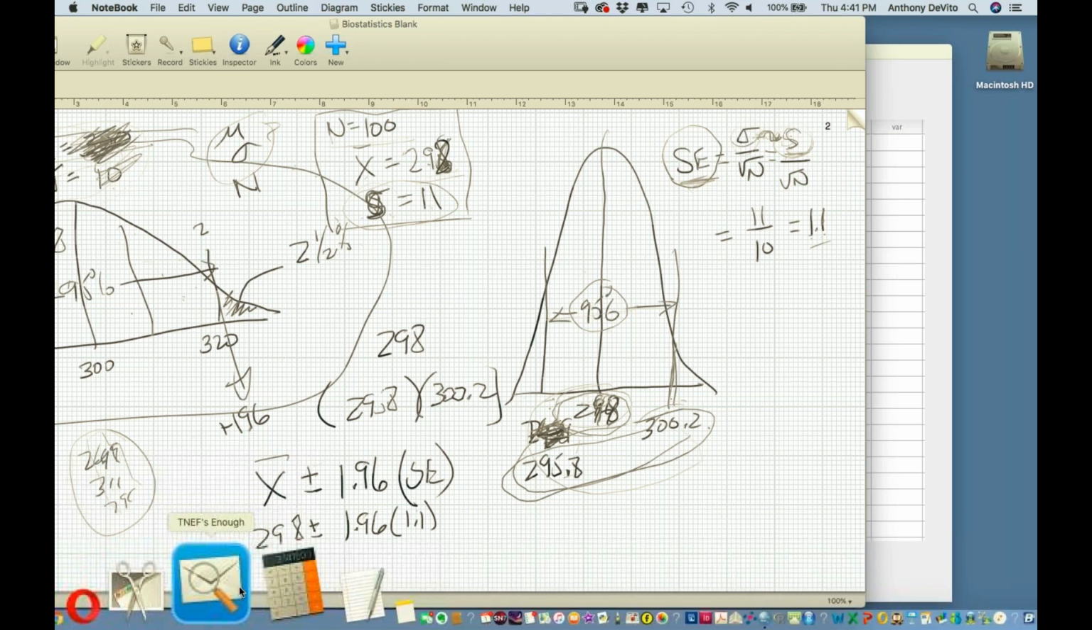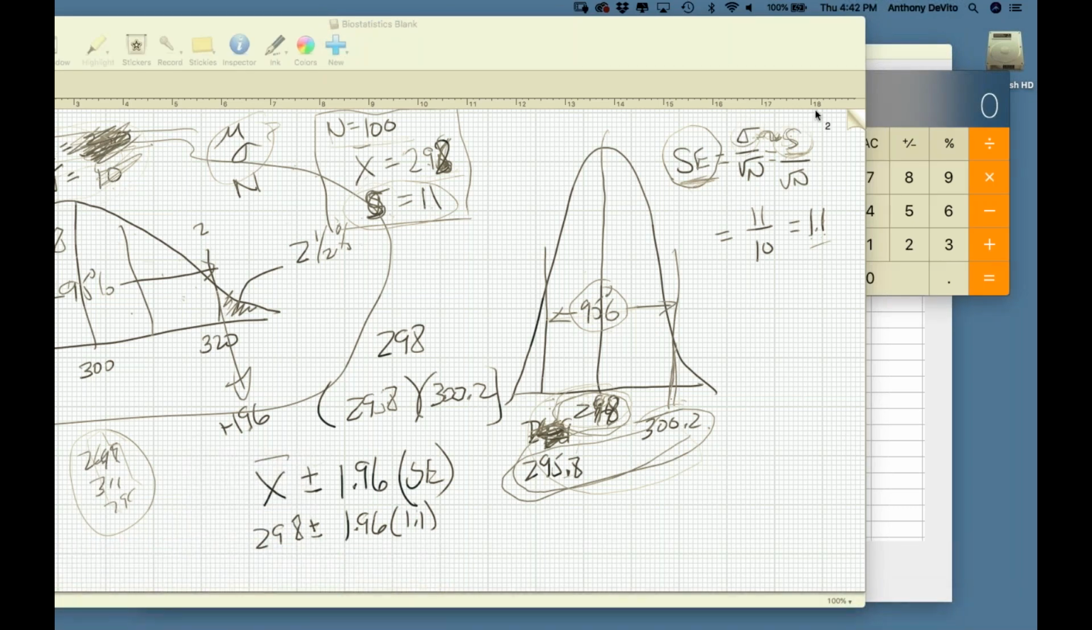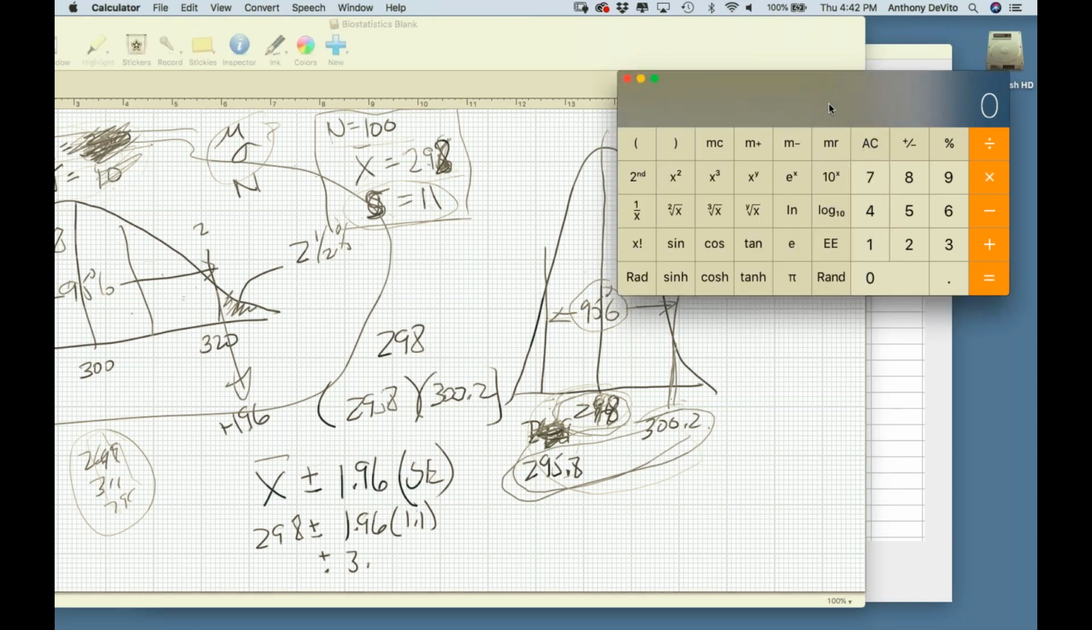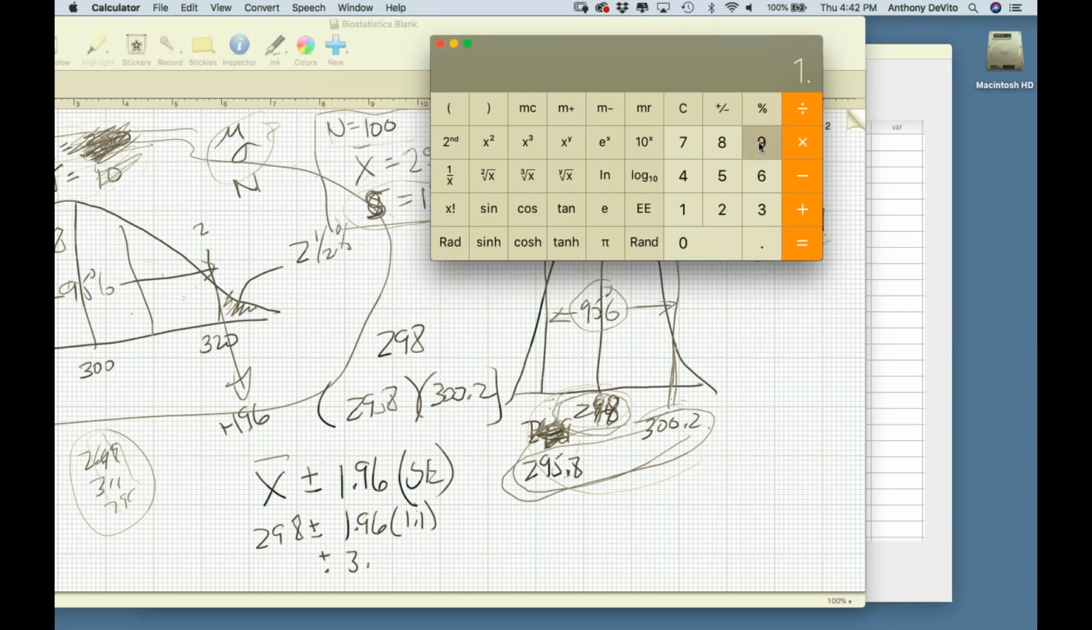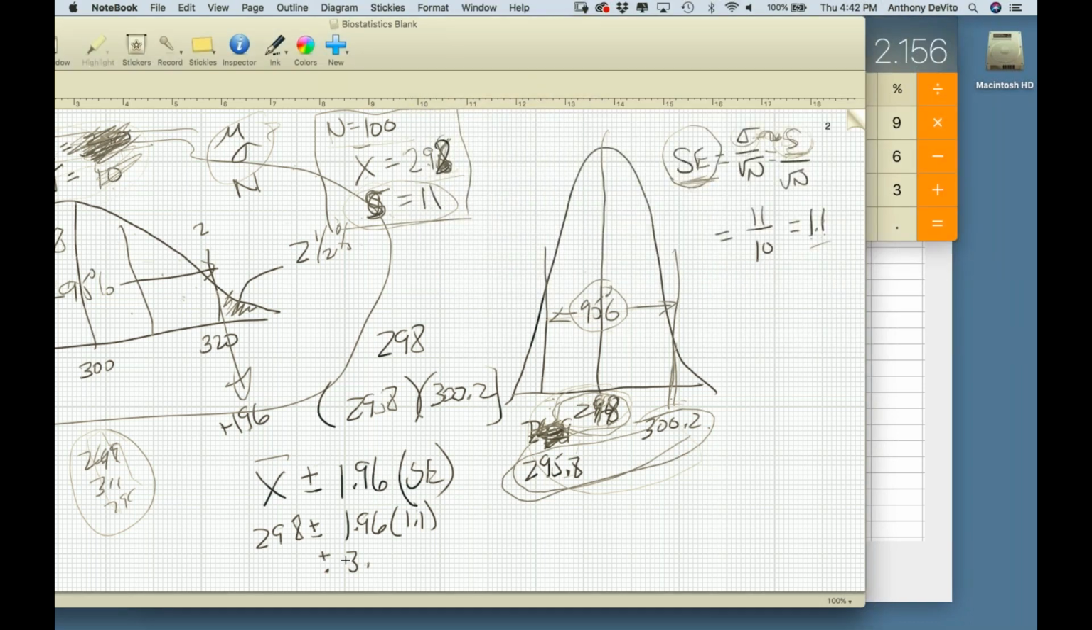Okay, my calculator here. Okay, and what was it? 3.39? 3.29? No. Wait. I'll do it also. Clear. 1.96 times 1.1. Yeah, this number I get 2.156. Now I still have to add and subtract that from 298, right?